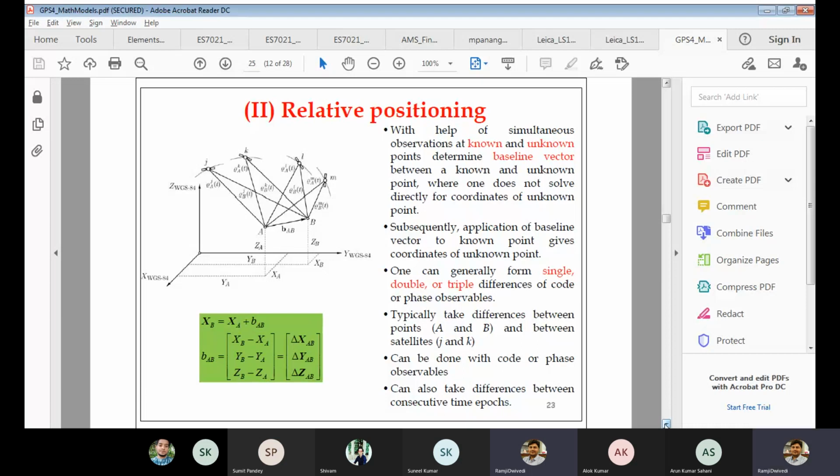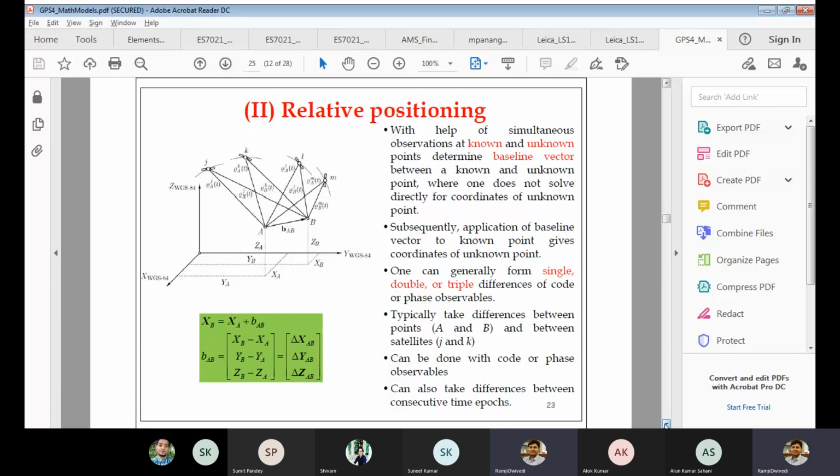So with the help of simultaneous observation at known and unknown points, determine baseline vector between a known and unknown point where one does not solve directly for coordinates of the unknown point. Okay. Instead, you will have baseline vector which is determined, and later on with the help of baseline vector, you can determine the position of unknown point. Okay. So subsequently, application of baseline vector to known point gives the coordinate of unknown point.